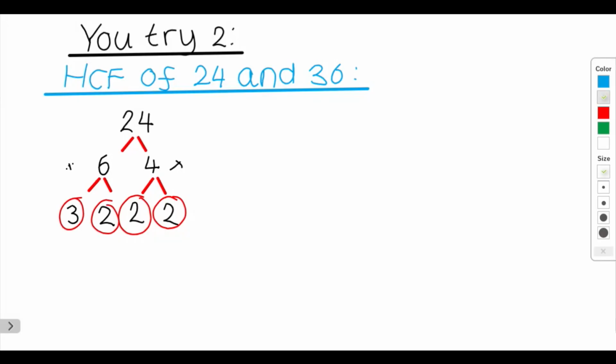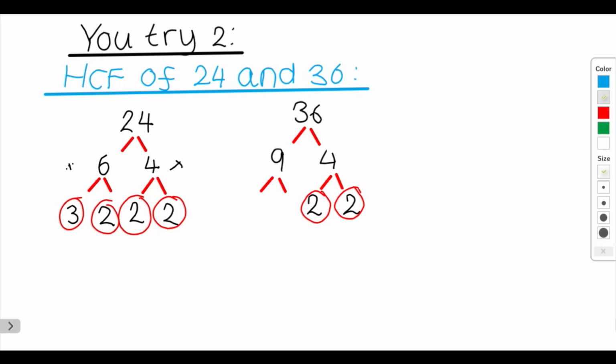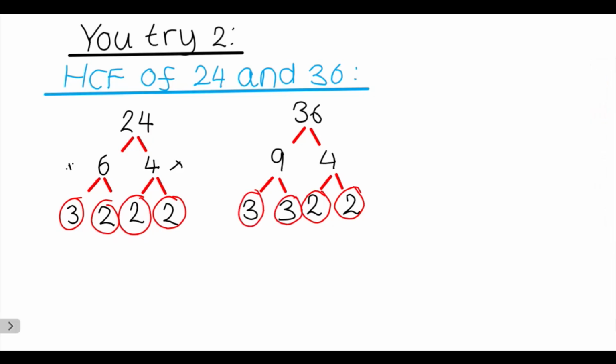Now let's do the prime factor tree for 36. So we need to see what divides into it. And those can be 9 and 4. And neither of these, again, are prime factors. So let's do it for 4. And that can be divided into 2 and 2, which are both prime numbers. So we're going to circle those. Now for 9, that can be divided into 3 and 3, which are, again, both prime numbers. So we're going to circle both of those.